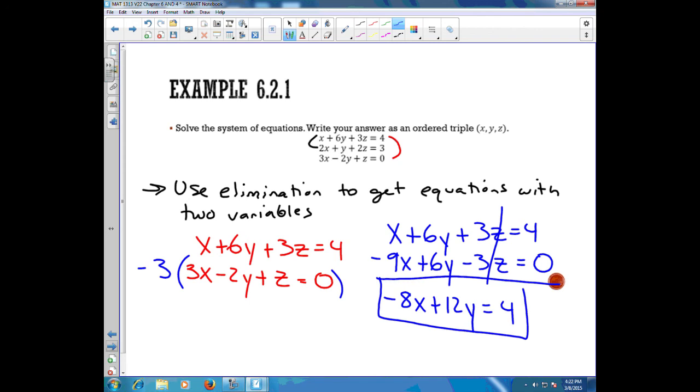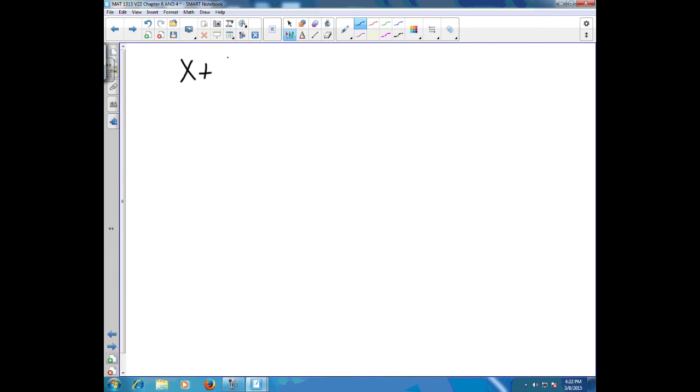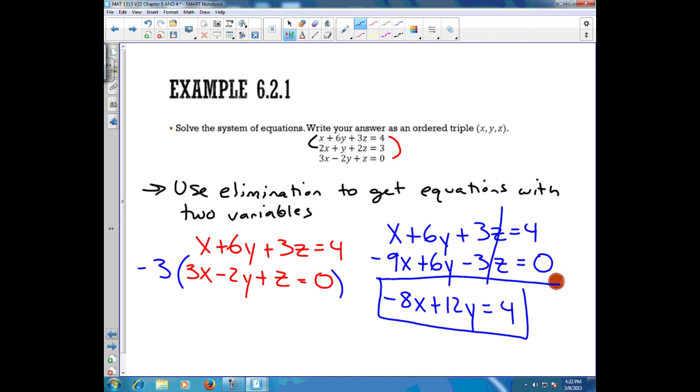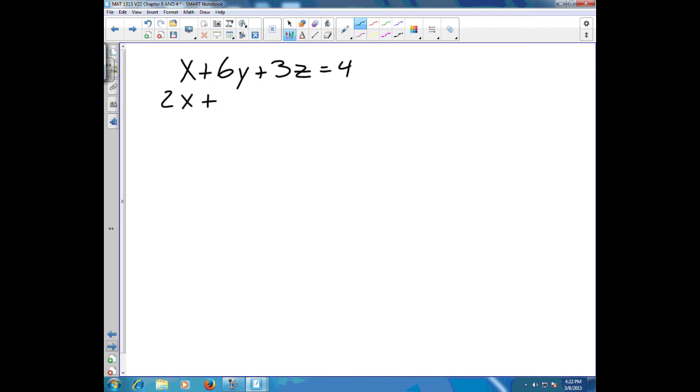We want to do the same type of elimination, except now let's just use the first two equations. And so going to the next page, we get x plus 6y plus 3z is equal to 4. That was our first equation. We're then going to combine that with the second equation, 2x plus y plus 2z is equal to 3. And we want to eliminate z. So let's multiply the top equation by -2 and the bottom equation by +3.